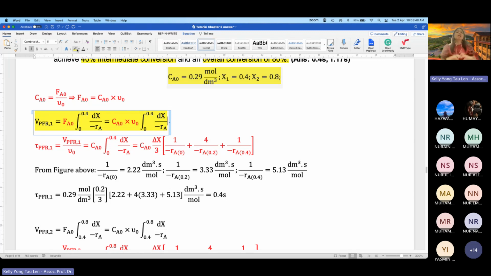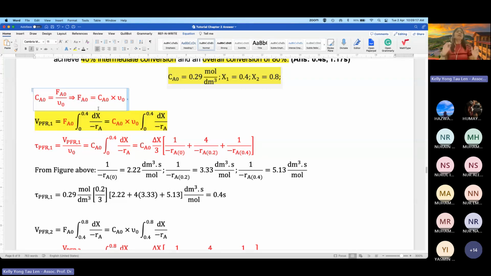So contohnya, in the case of PFR, if I want to find the first PFR, the formula says the volume of PFR1 equals to FA naught integrating from 0 to 0.4, because my first PFR is converting from 0 conversion to 0.4 conversion, X1 kan? So the first reactor, right? So dx per minus RA. So this is the only formula that you have.